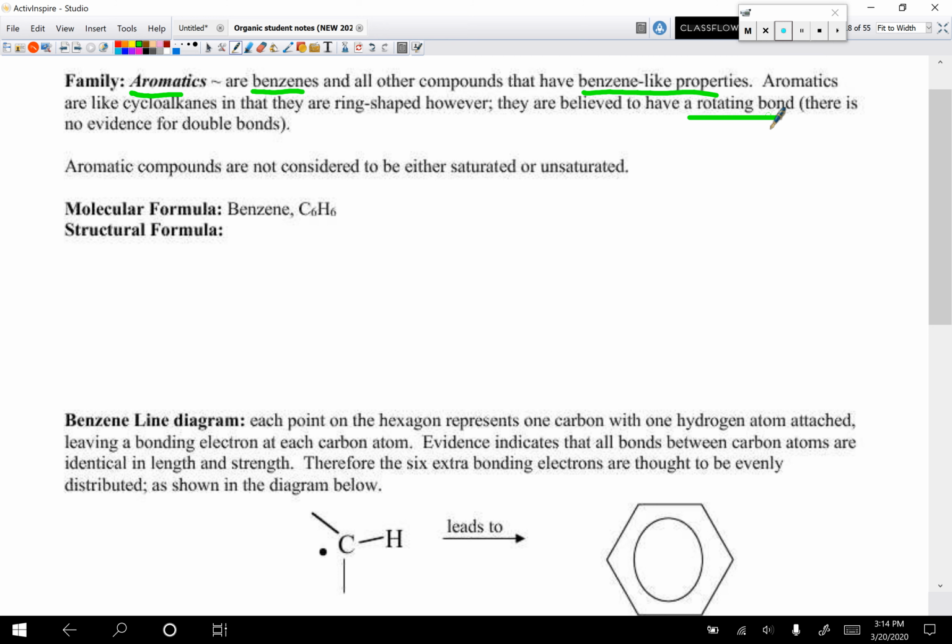Aromatic compounds are not considered to be saturated nor unsaturated. They're their own thing. This is why they do not fall within the aliphatic hydrocarbons. They are their own thing known as aromatics.